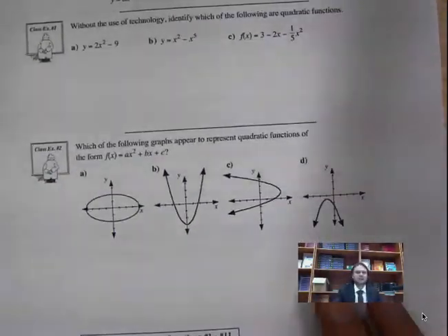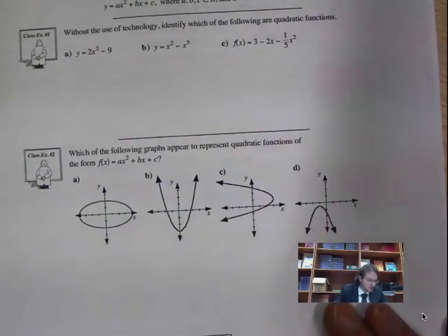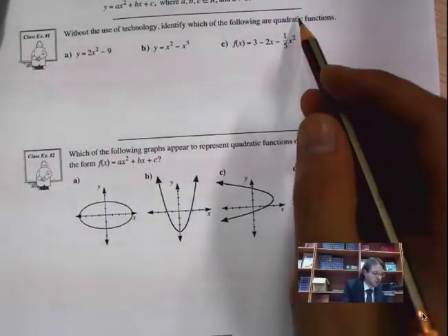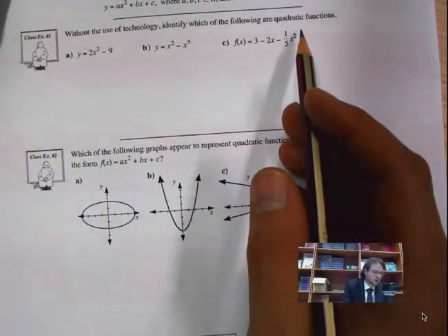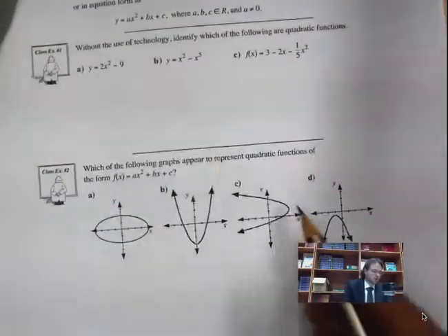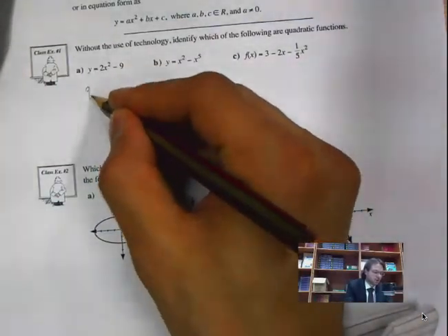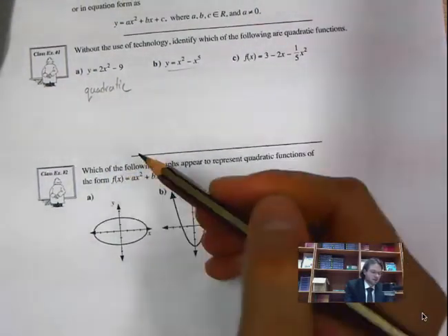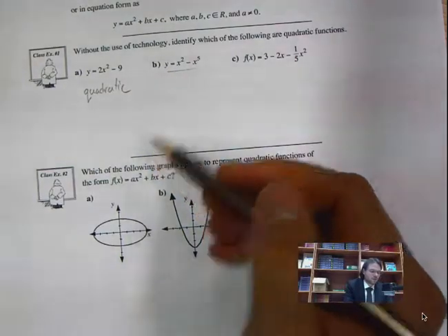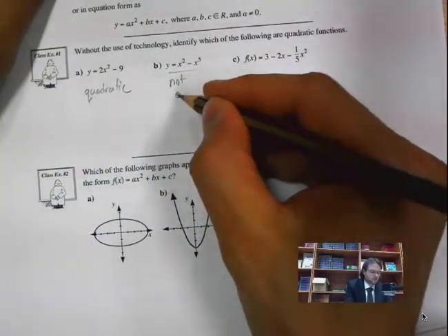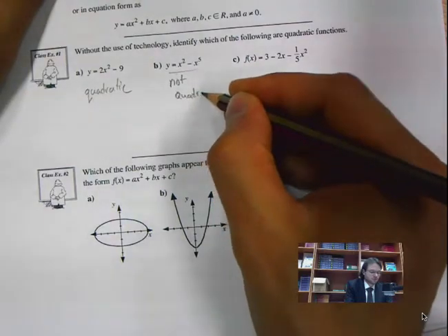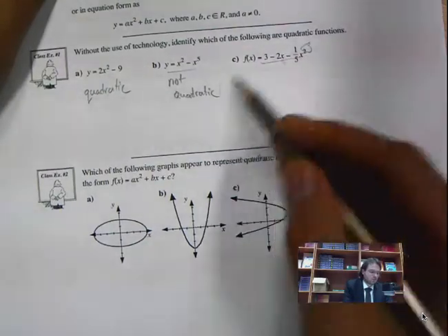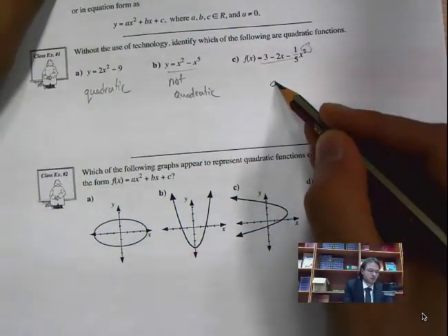So here we go. Class example number 1. It says, without using technology, identify which of the following functions are quadratic. So identify the following functions. Okay? So we want to know if it's quadratic or not. A is going to be a quadratic. Okay? This one here, well, this is not quadratic. This next one here, well, I have an x squared. There's nothing with fractions, so this one here is quadratic as well.